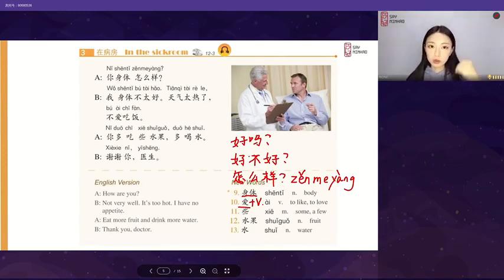Pay attention to the tone sounding of 不 here again, 不爱. So you don't like to drink water is 不爱喝水. Don't like to eat meals, 不爱吃饭. Then you don't like to study, 不爱学习. Okay, this is 爱. Now let's move on to the next word.